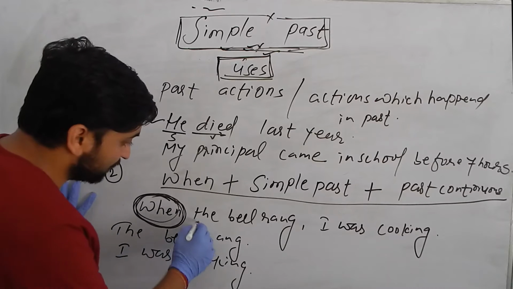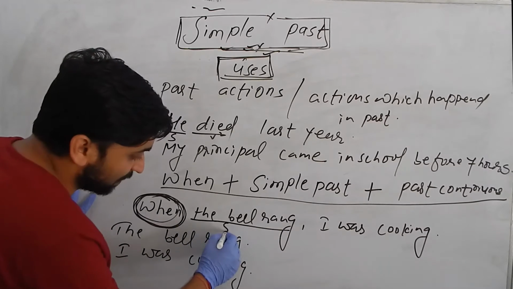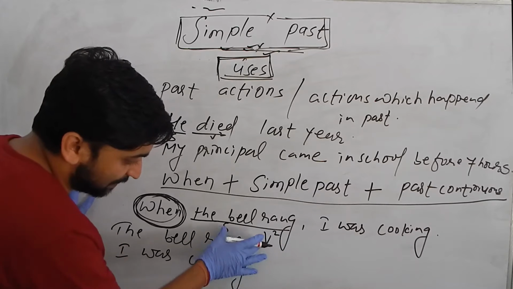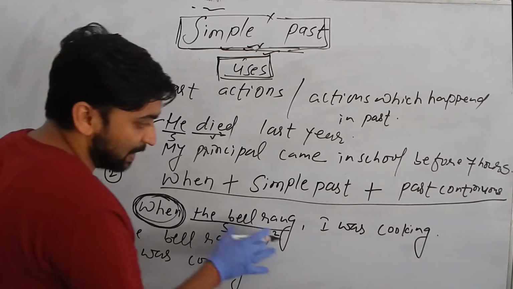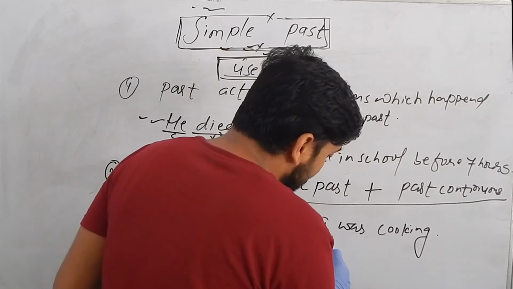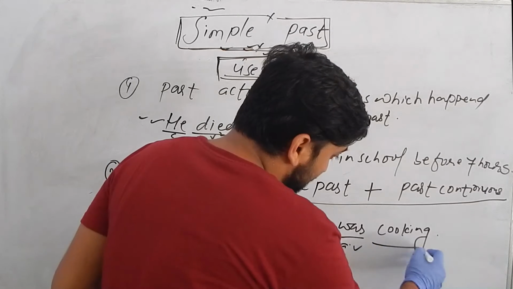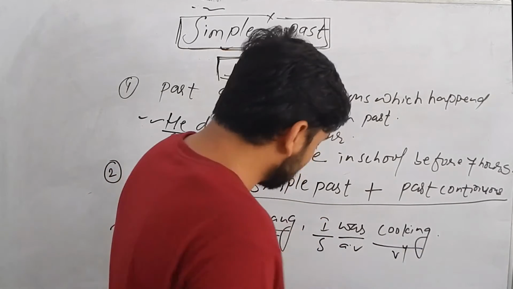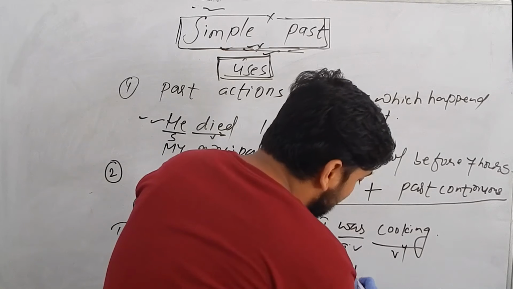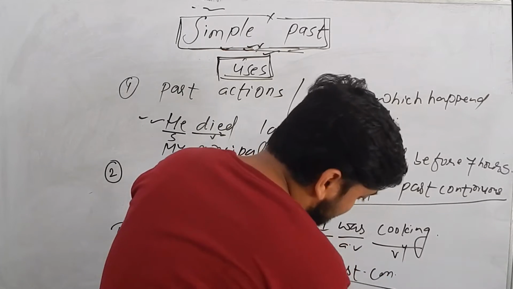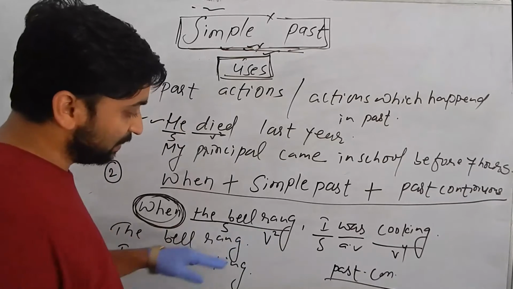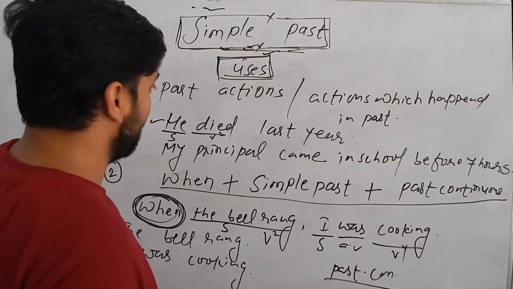The bell rang: this is the subject, this is V2. This sentence is in simple past. And what is here? I plus was plus V4. So this is past continuous tense. और द्वितीय कसरी यूज गर्ने, त्यसमा ध्यान दिनुपर्छ हामीले.